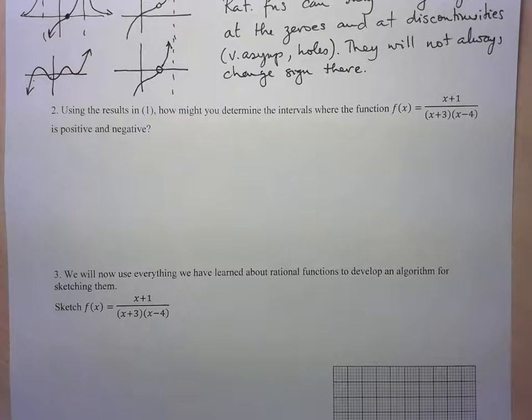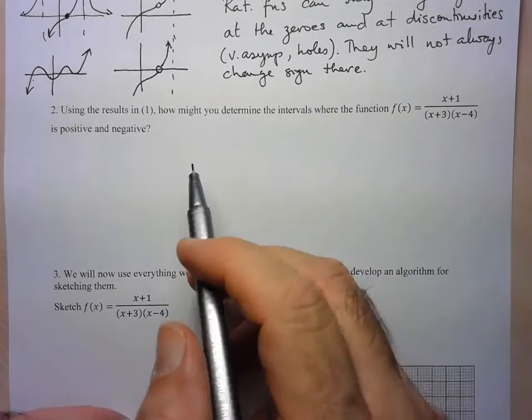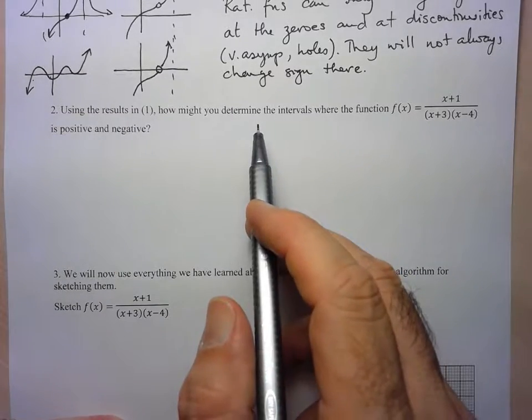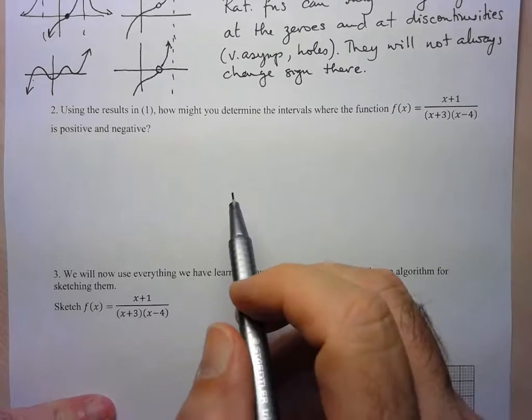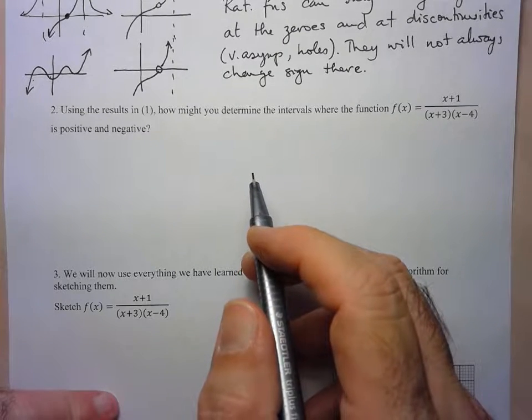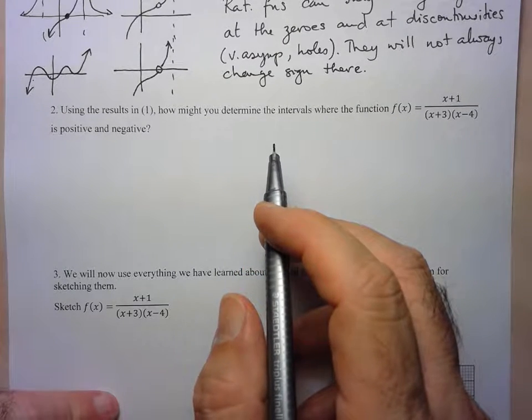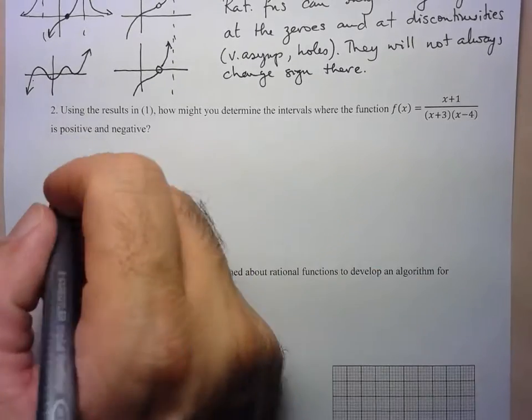So hopefully you gave a quick thought as to how we might solve this problem. It says, using the results in 1, how might you determine the intervals where this function is positive and negative? Well, we're actually going to start with something similar to what we did with polynomials, and to start with a number line.